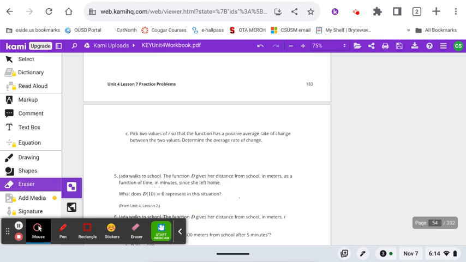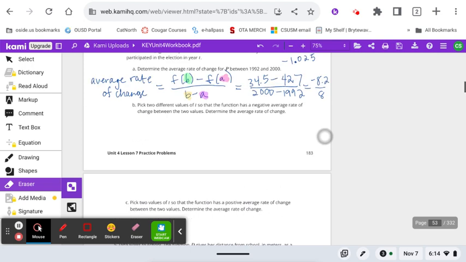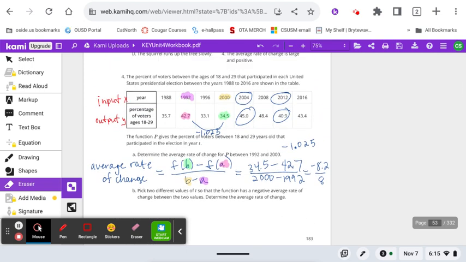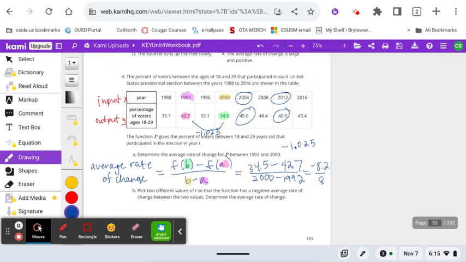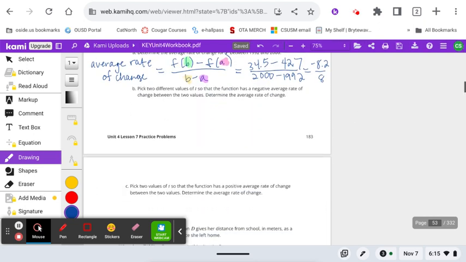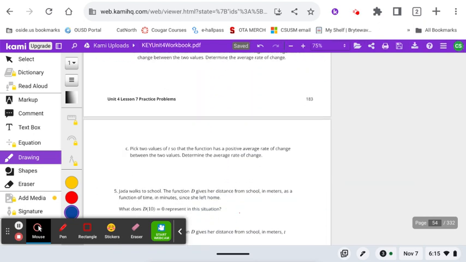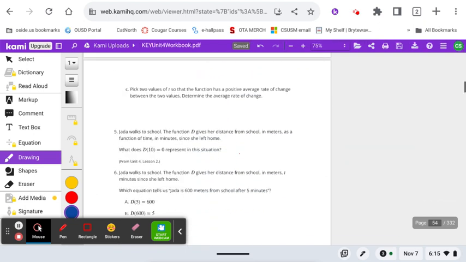So now pick two values where the positive average rate of change happens. And so if I look at the starting point, 35.7, and the ending point, 43.4, that average rate of change is going to be positive. So I could just do the whole interval if I wanted for that last one. But you go pick and then subtract the outputs over the inputs and see how it goes.